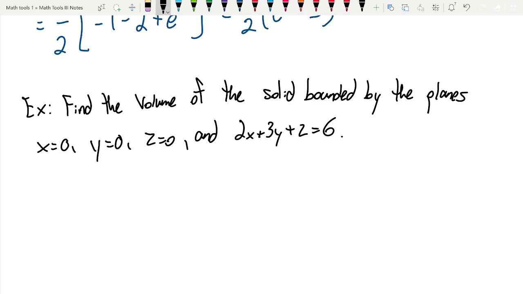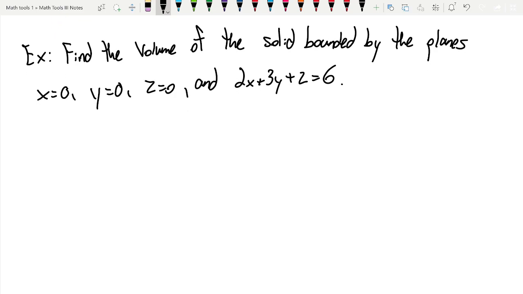Okay, so I have a couple more examples that I want to walk through here. On this one, we want to find the volume of the solid bounded by the planes x equals 0, y equals 0, z equals 0, and 2x plus 3y plus z equals 6.